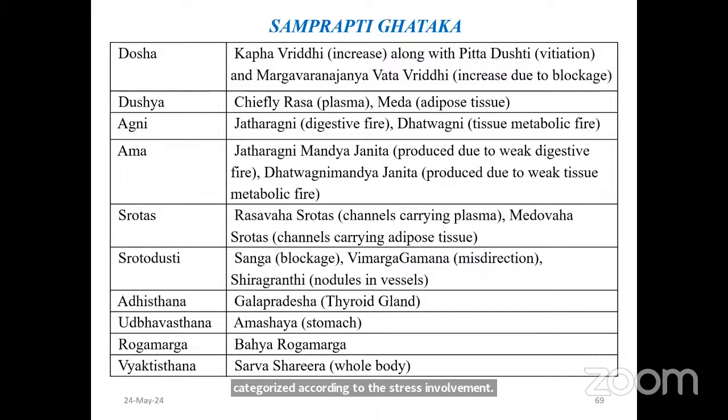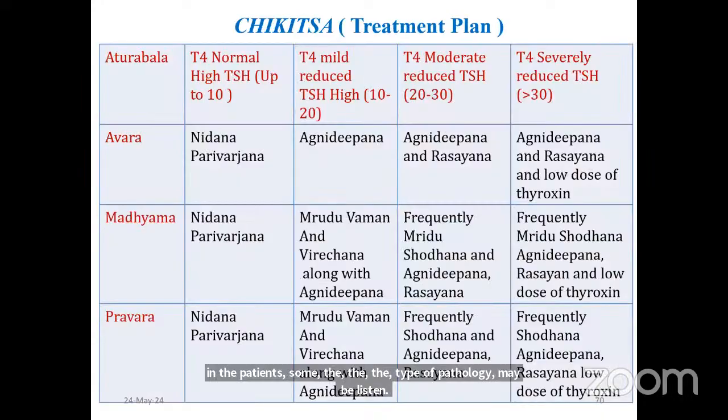These are the Samprapti Ghatak. Mainly Jatragni and Dhatvagni are involved, and Rasavaha srotas and Medavaha srotas are mainly seen in the patients. Sang and Vimargaman type and Siragranthi type of pathology is mainly seen. Next. Yes. So, what should be the treatment plan according to Ayurveda?